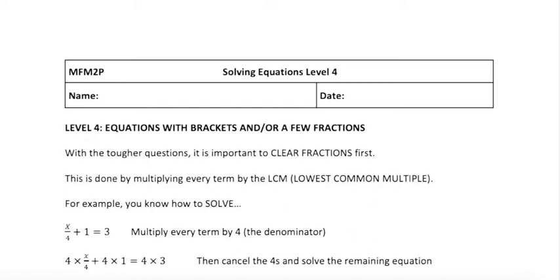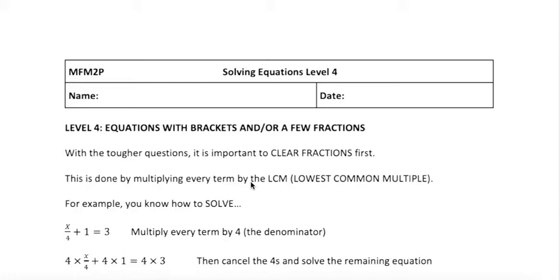Solving equations level 4. In the last level, we're looking at equations with brackets and/or a few fractions. With the tougher questions, the level 4 questions, it's important to clear the fractions first. This just makes it easier for us to solve. And this is done by multiplying every term by the lowest common multiple, or the LCM.